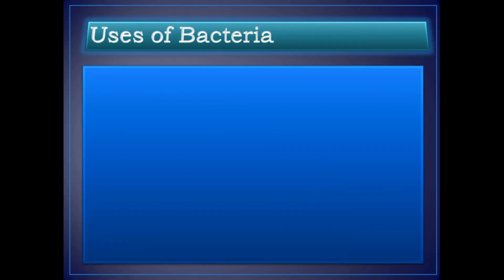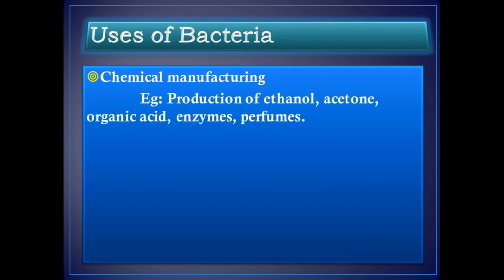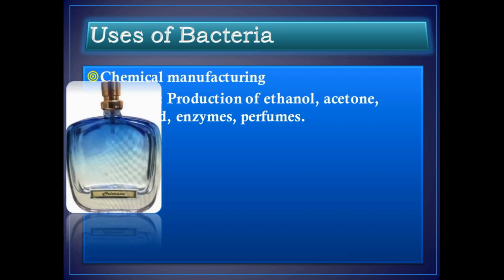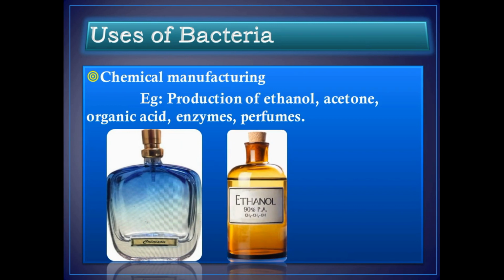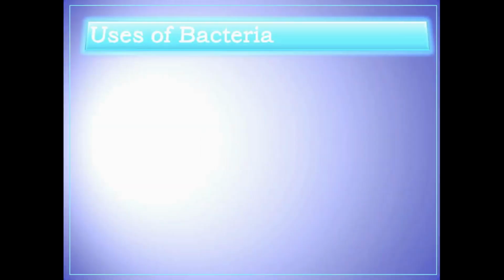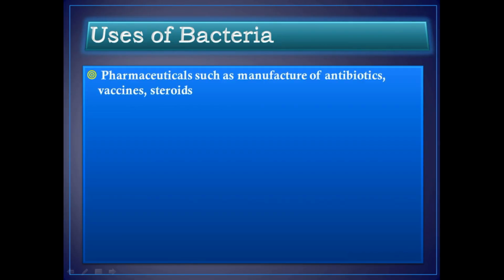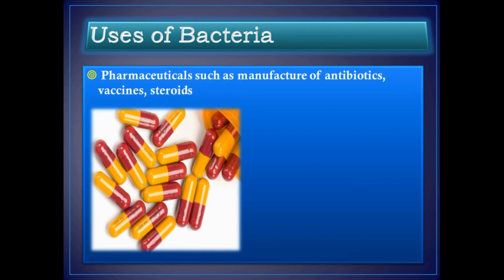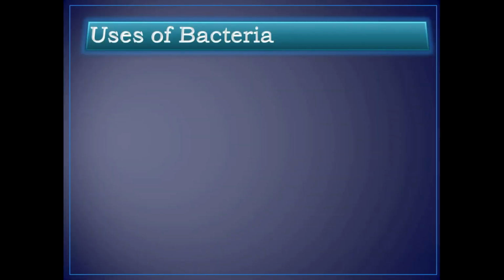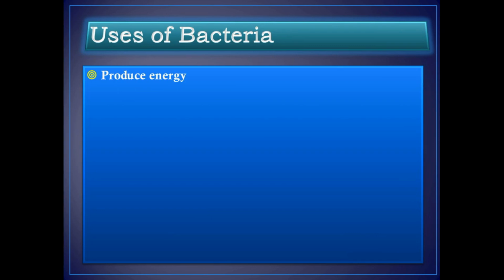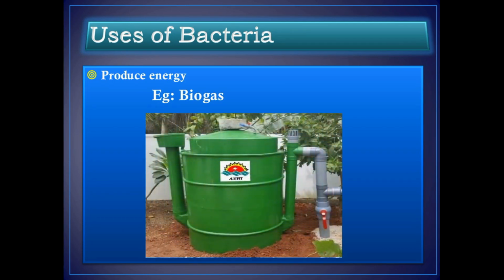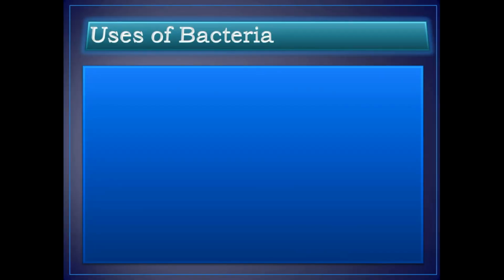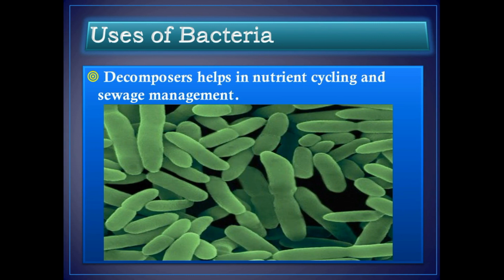Next, use of bacteria in chemical manufacturing processes. For example, production of ethanol, acetone, organic acid, enzymes and perfumes. They are used widely in various industries. Bacteria is also used in pharmaceutical industries such as for manufacturing antibiotics, vaccines and steroids. Some of the bacteria produce energy which is widely used for conversion of biodegradable substances into biogas. Next application or use of bacteria is the most important one. They are acting as decomposers, helping in nutrient cycling as well as sewage management.